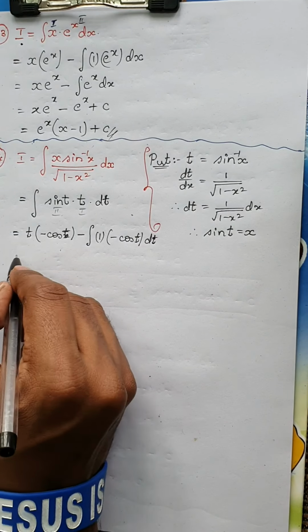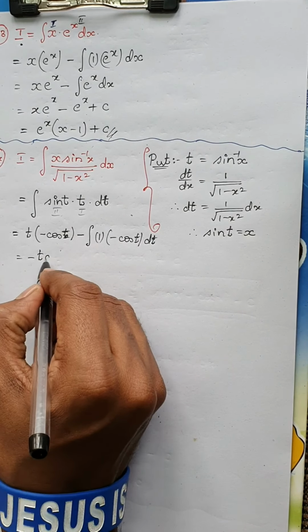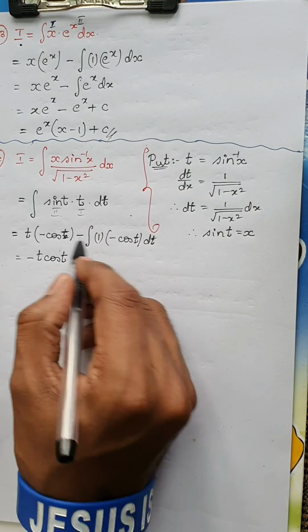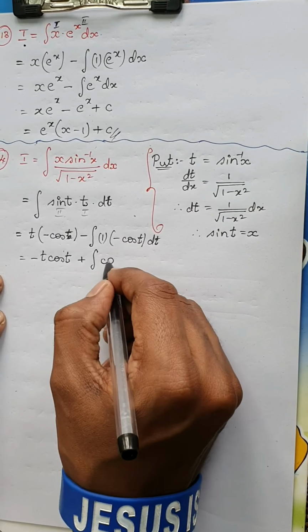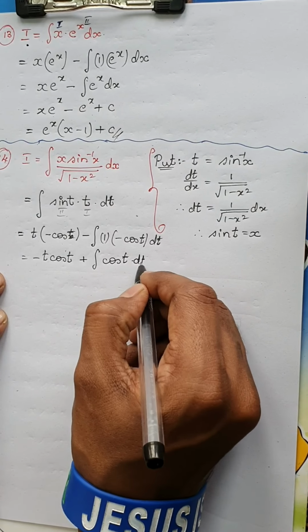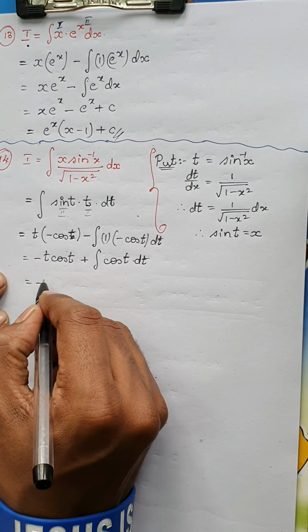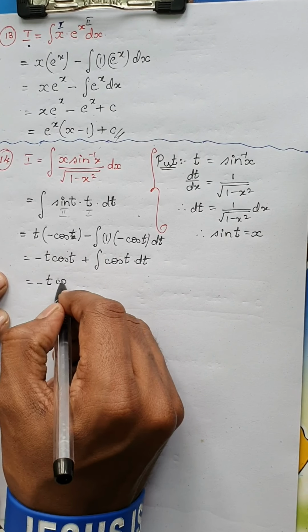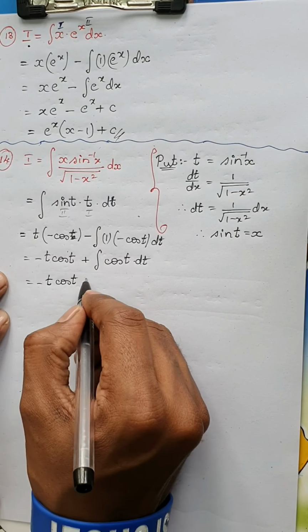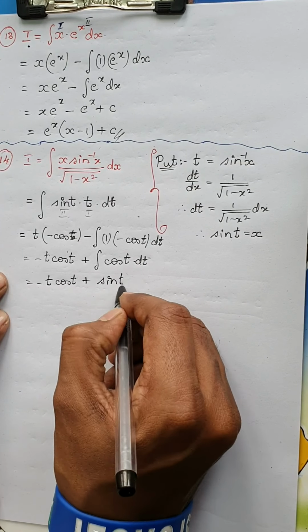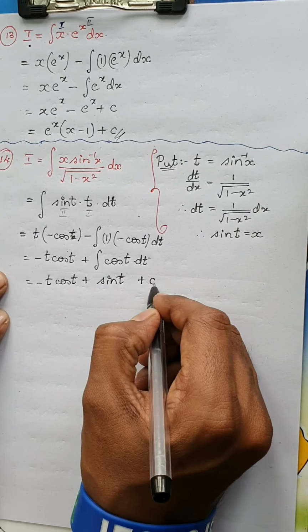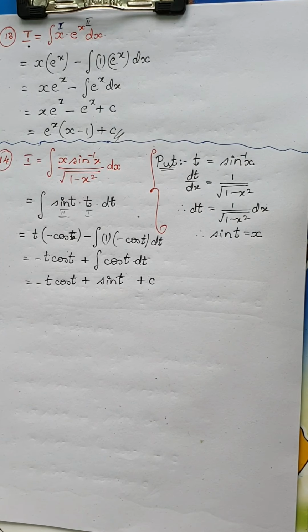See what happens? This is nothing but minus t into cos t, minus of minus becomes plus, the integral of what is the leftover? It is cos t dt. So this is nothing but minus t cos t, plus, now what is the integral of cos? This is a standard integral. The integral of cos t is sin t plus c, which is the constant of integration.